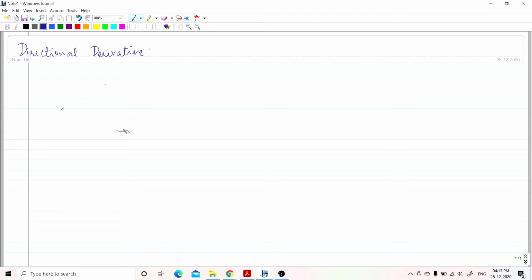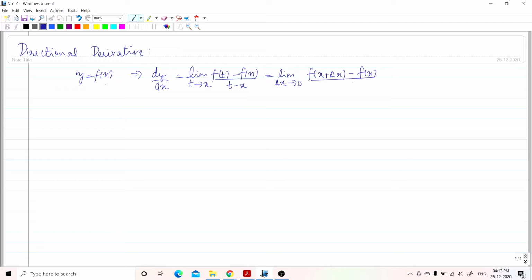In the previous lecture, we started our discussion on directional derivative. First of all, what does derivative mean? It is the rate of change happening with some function. If y is a given function, we write dy upon dx as the limit t approaches x, f of t minus f of x upon t minus x. This is one way of defining it, or we may define this to be the limit delta x approaches 0, f of x plus delta x minus f of x upon delta x.